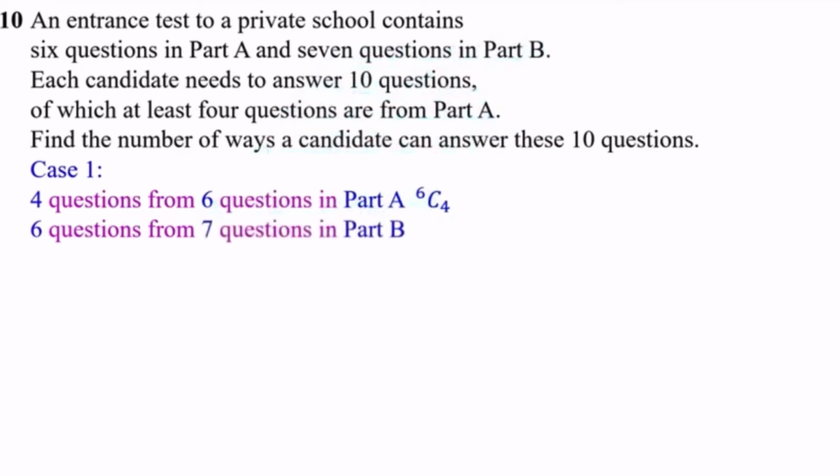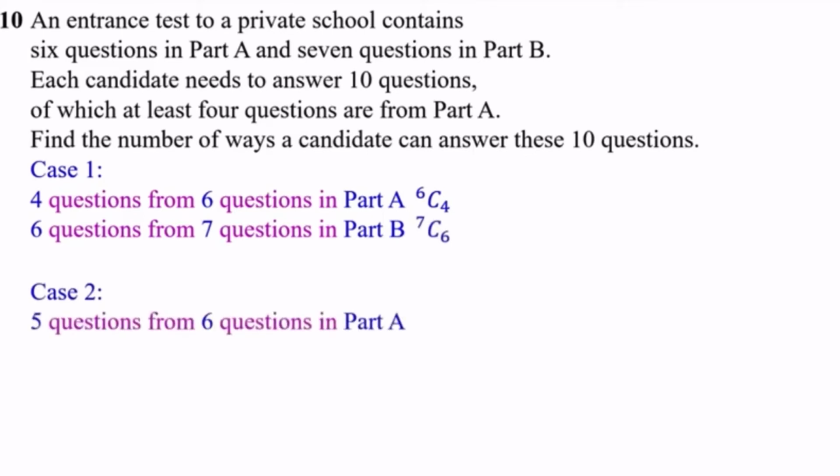Out of 7 questions from part B, the candidate needs to choose another 6 questions, right? Again, the order is not important because this is a group of questions. So it's 7C6 for part B. Later we will solve case 1 by multiplying.